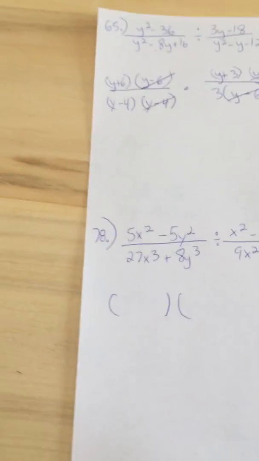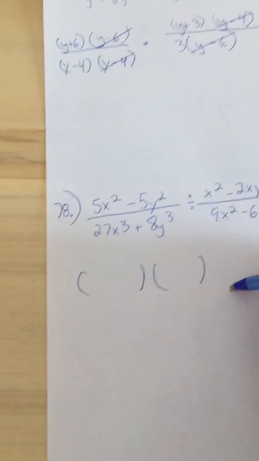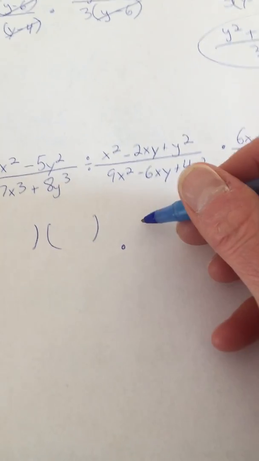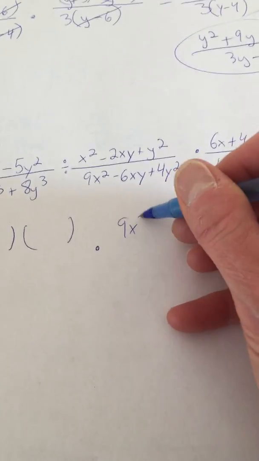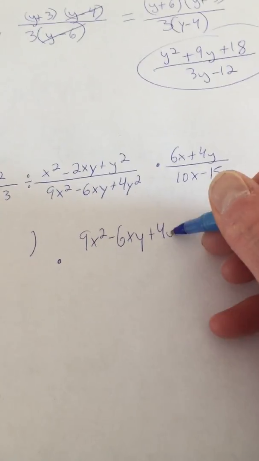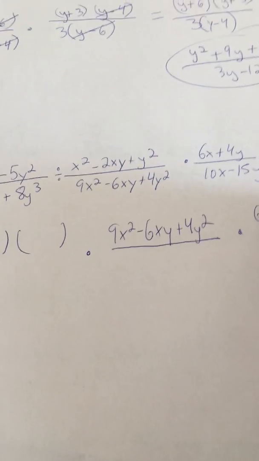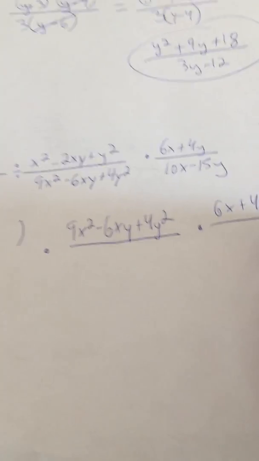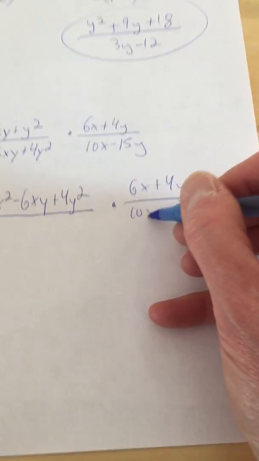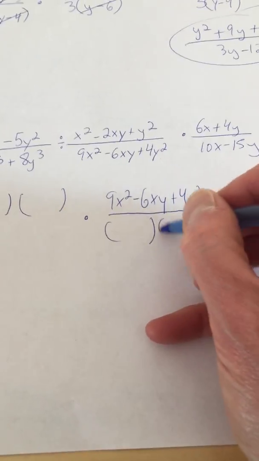What do I want to do my first step? I don't think I wanted to do that. I think I wanted to switch this to multiplication. So I would have this 9x squared minus 6xy plus 4y to the second up top. And then this can just stay the same for right now. 10x minus 15y. And then on the bottom here, you're going to have this guy.